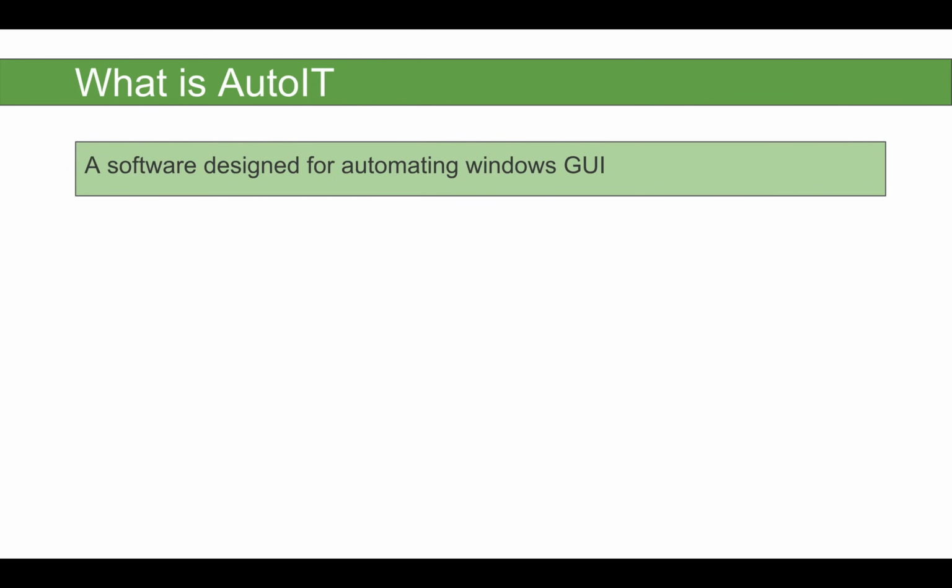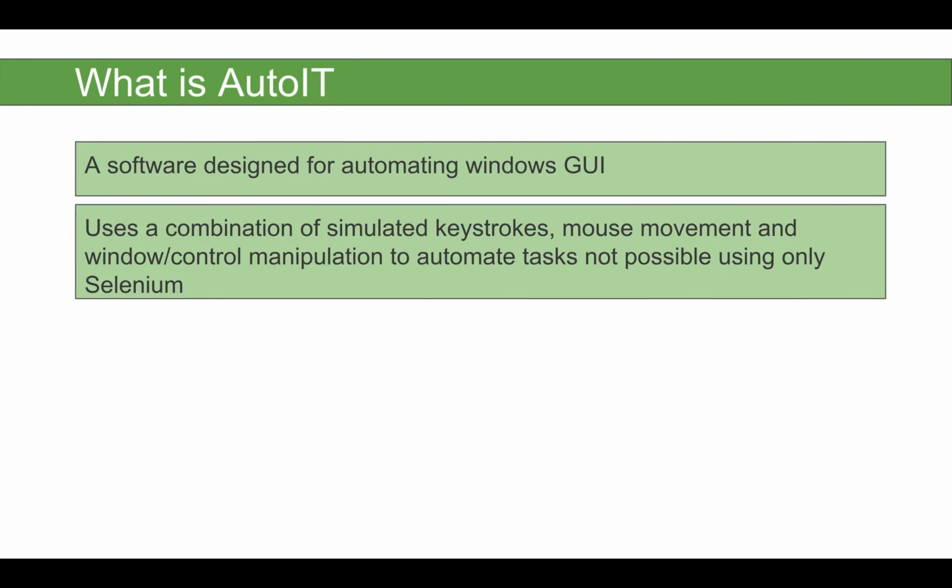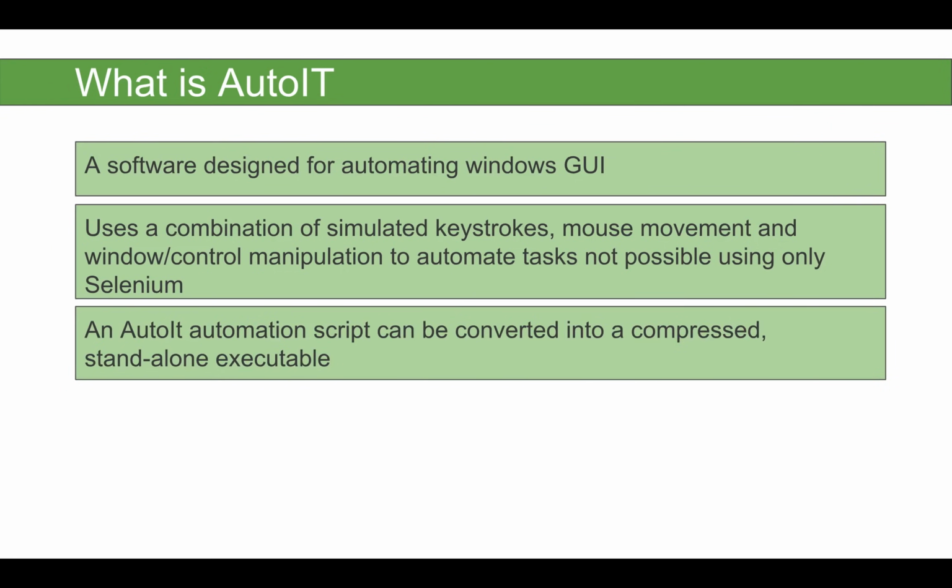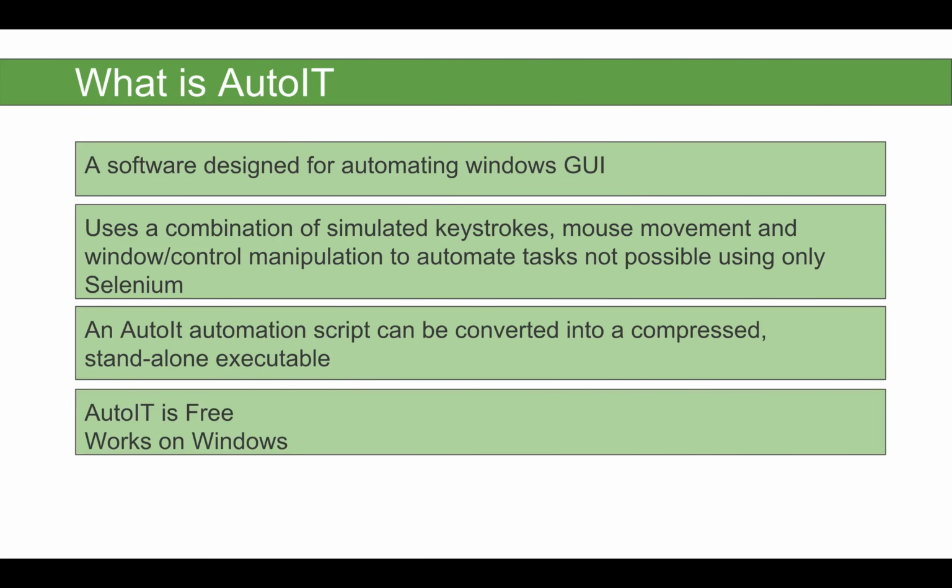So AutoIT is an automation tool which is used for automating the Windows GUI. So Selenium you can use only for browsers or HTML components. And if you have any need to do automation on anything outside the browser, then we can use some other tools and AutoIT is one of them. And it uses a combination of keystrokes, mouse movements and Windows control manipulation to automate the task which is not possible using only Selenium. So in AutoIT we can write a script which can be converted into a compressed standalone exe file, and this is something that we can use and call from our Selenium scripts. And AutoIT is a freeware and it works on Windows.